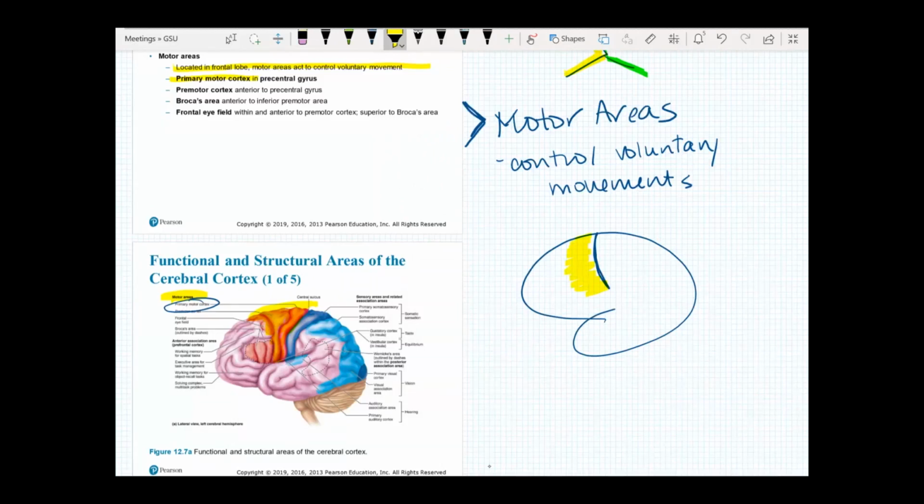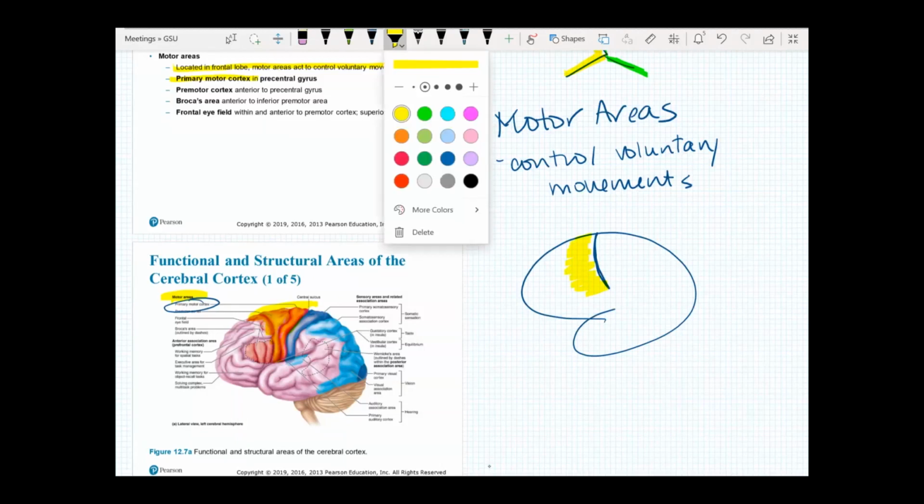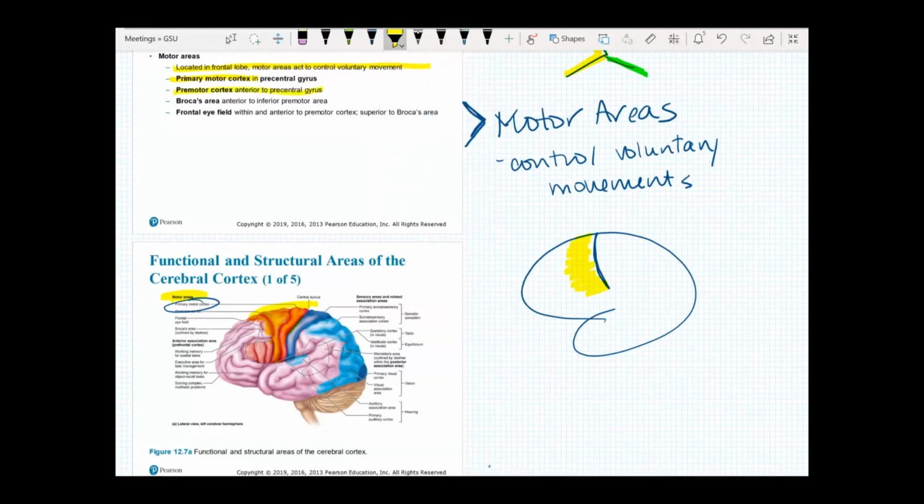And these are really long neurons that have to go all the way down to the spinal cord and then all the way down to potentially the tips of your toes. These are very, very long neurons. There's also something called the premotor cortex, which is right in front of this. It's just a small little section right here, and that helps with refinement of some movements.